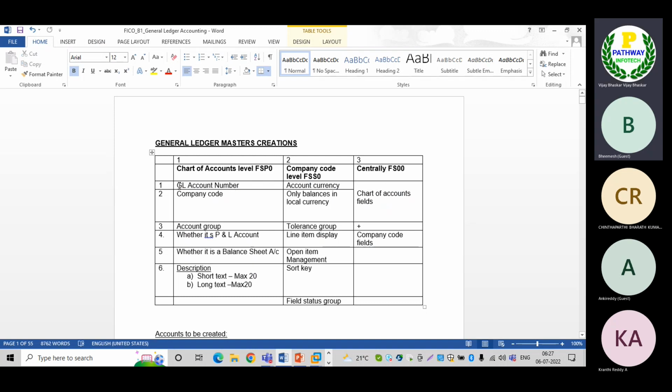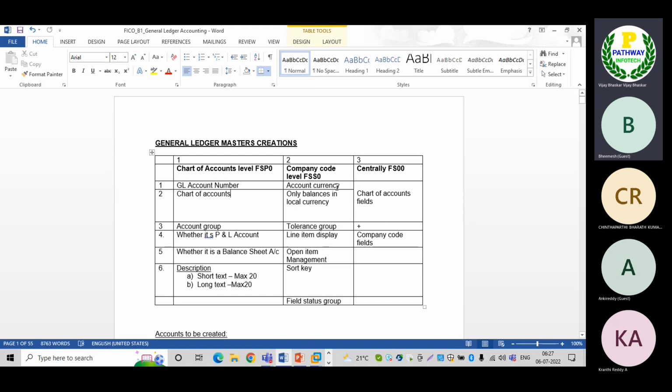At chart of accounts level, what information do we key in when creating the GL account? You can see the GL account number, which we must give. Then the chart of accounts, under which chart of accounts we are creating the number, then the account group, and whether it's a PNL account or balance sheet account. Then the short text and long text. These are the fields while creating at chart of accounts level.